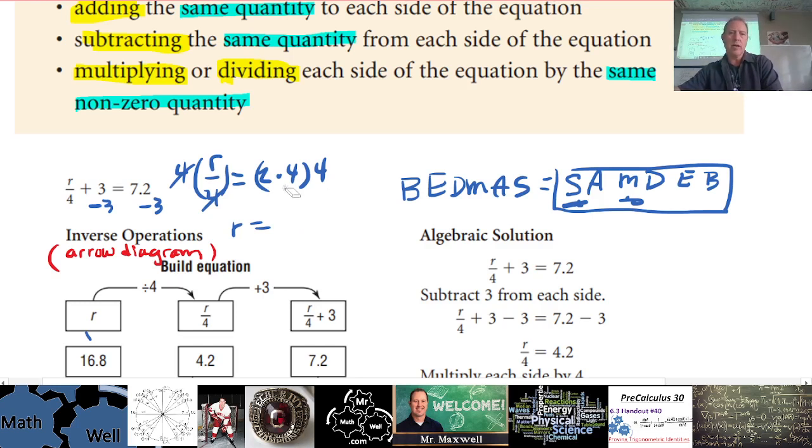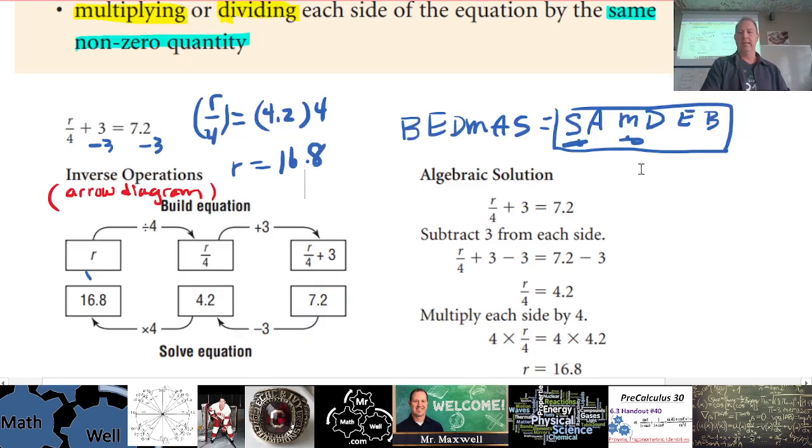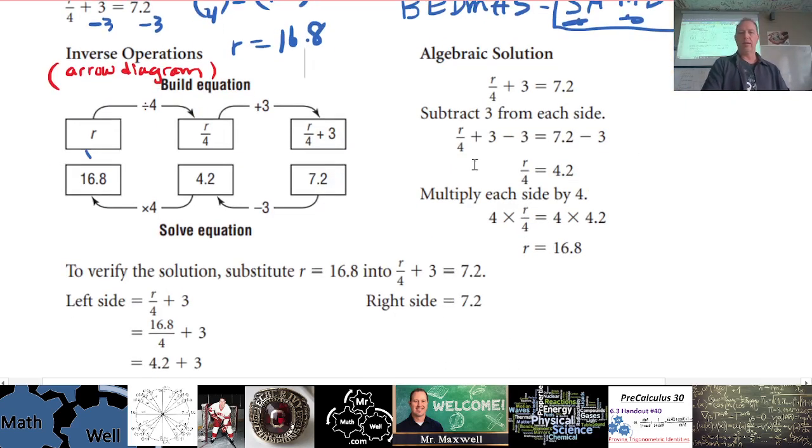Oh, sorry. This 2.4 is incorrect. I am not dividing, I am subtracting. I'm not sure why I said dividing. So let's just back that up a bit. 7.2 minus 3 is 4.2. There we go. Times 4, 4.2 times 4 is 16.8. Okay, 16.8. Now we got it. Subtraction. Common mistake. So 16.8 is the correct answer over there.